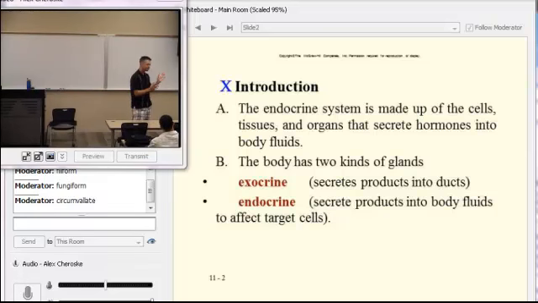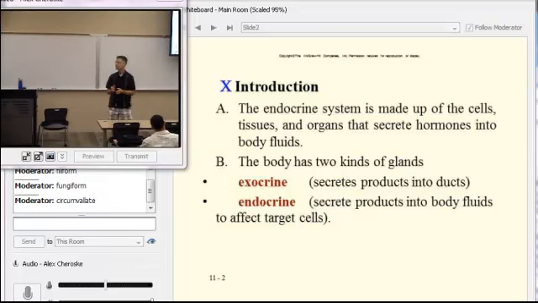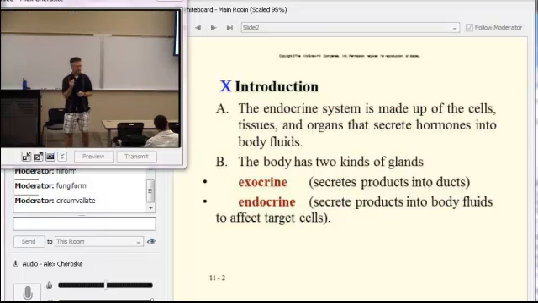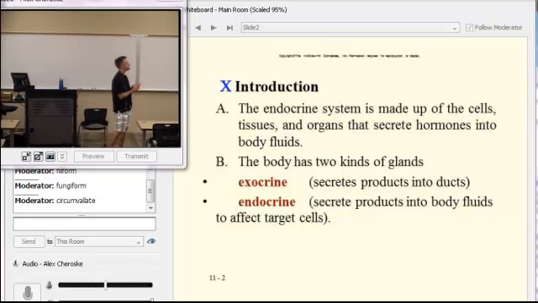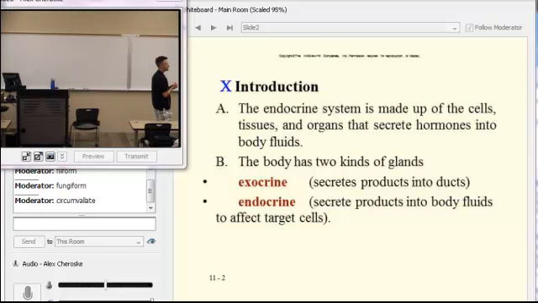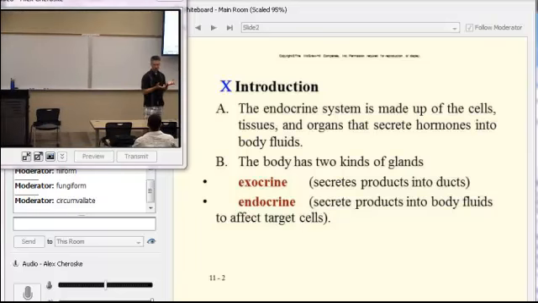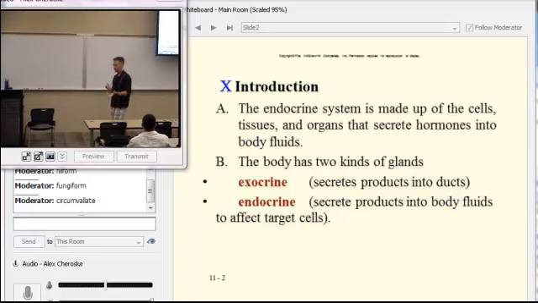Now when we say longer, with the nervous system, it's milliseconds. Milli means one thousandth, right? So it's like 5 milliseconds, and we can get that signal from your brain to your foot or something like that. With the endocrine system, it's more like hundredths of a second instead. So on a relative scale, it's slower.